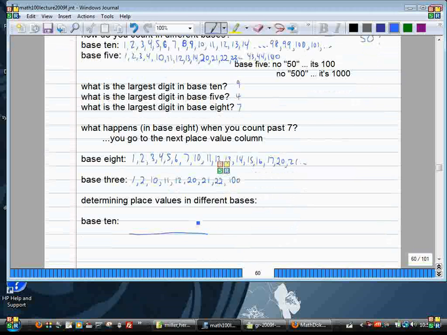So, in base 10, we'll go from smallest to largest. What's the value of the smallest place value? Okay. These are 1s. What about the next place value? These are 10s. Now what about the next place value? 100. Now how did you get 100? 10 times 10. Also written as 10 squared.